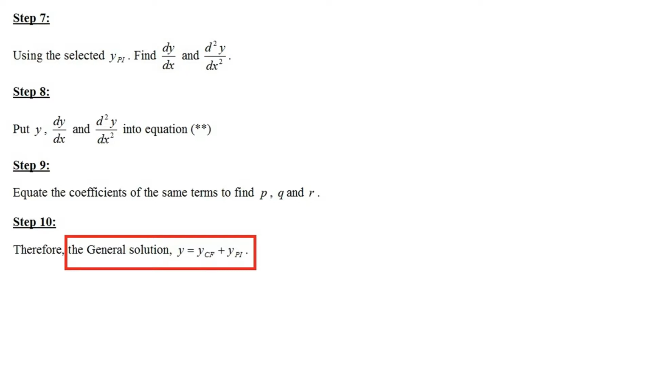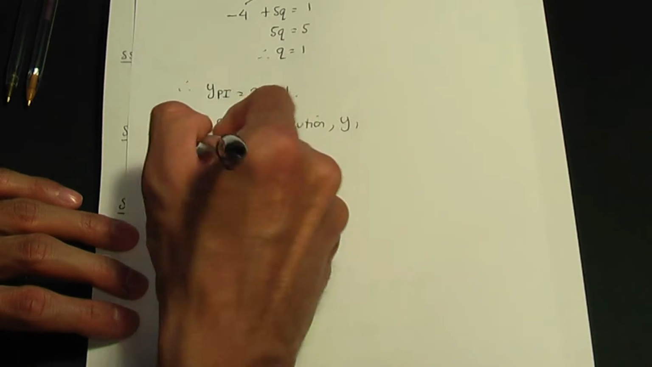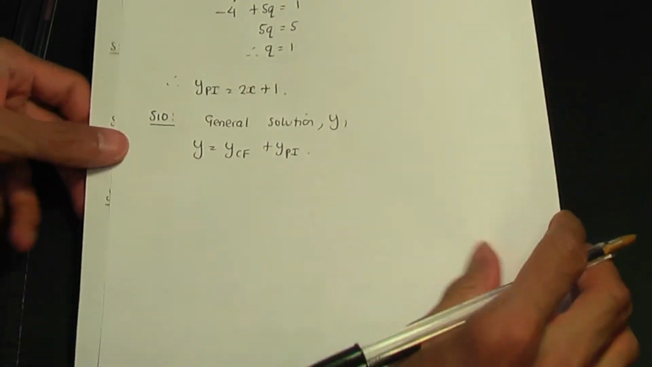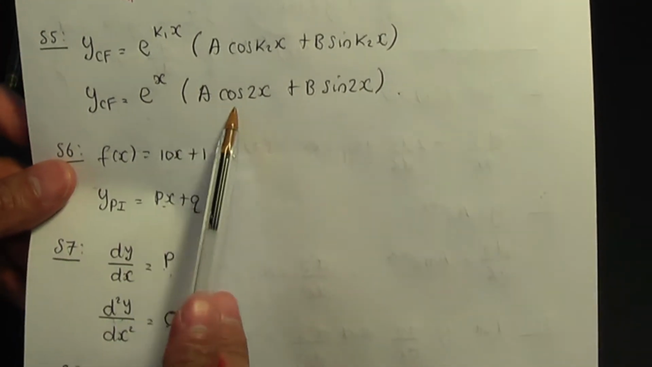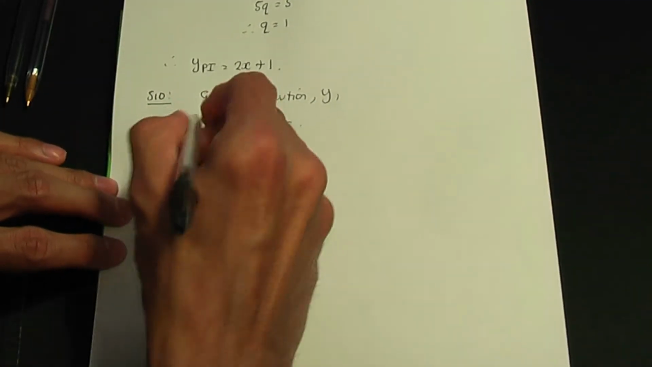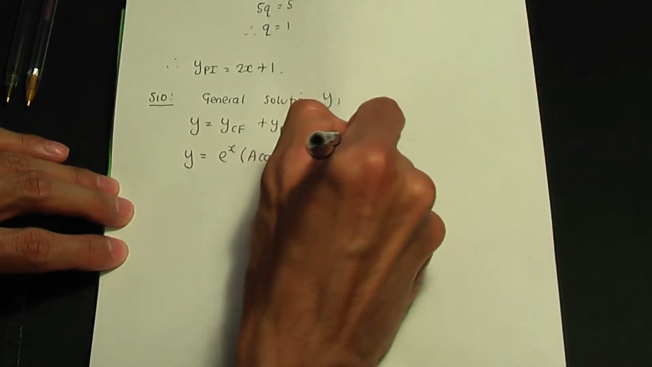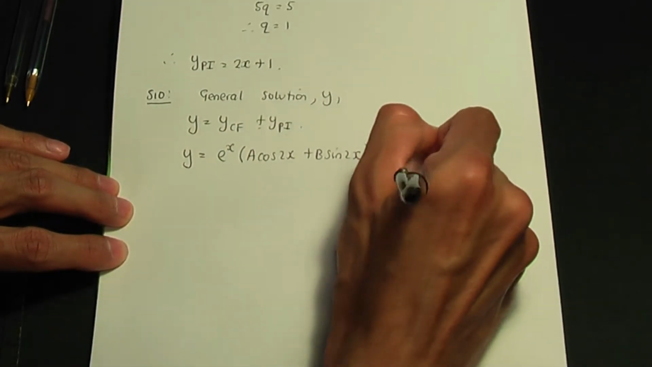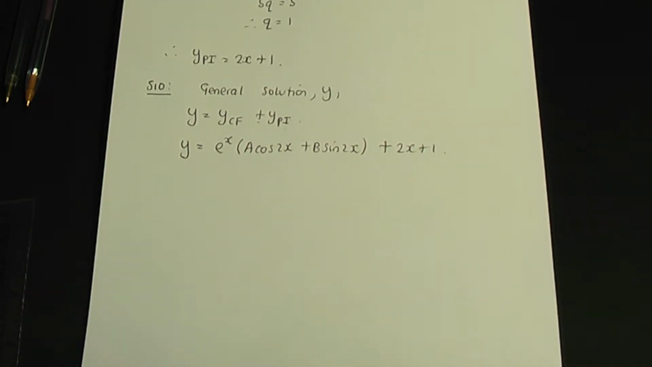Okay, so back to the paper and pen. So the general solution, that is y is ycf plus ypi. So let's go back quickly. YCF, we had e to the x into a cos 2x plus b sine 2x. So let's copy that down. So y is YCF, which was e to the x, a cos 2x plus b sine 2x, plus ypi, we had 2x plus 1. Okay, so that is the general solution for our second order differential equation.